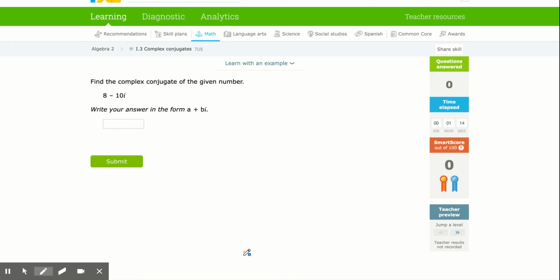Welcome. I'm hoping this will be the easiest lesson you've ever had, and it will go very, very quickly, because what it's going to ask you is to find the complex conjugate of a complex number. And that's all that is. If our complex number is in the form of a plus bi, the conjugate is changing that sign that's in between the a and the bi. That's all it is. You just change whatever that sign is to its opposite sign.